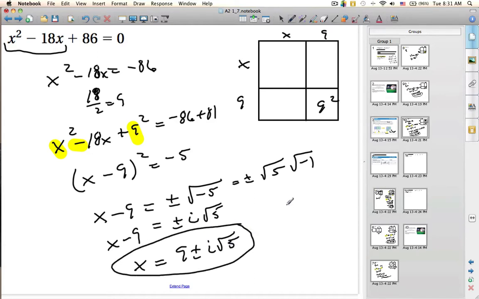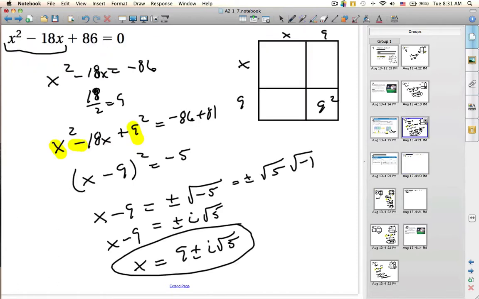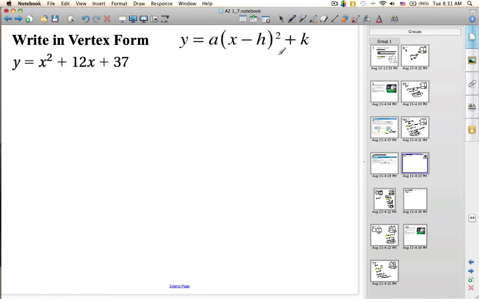And that's completing the square. Okay, one more example. But now we want to write in vertex form. Remember I said, though, it's essentially the same thing. The difference is that when I was done with this 5, I would have moved it to the other side to get back into this form. That's where the k would come from.